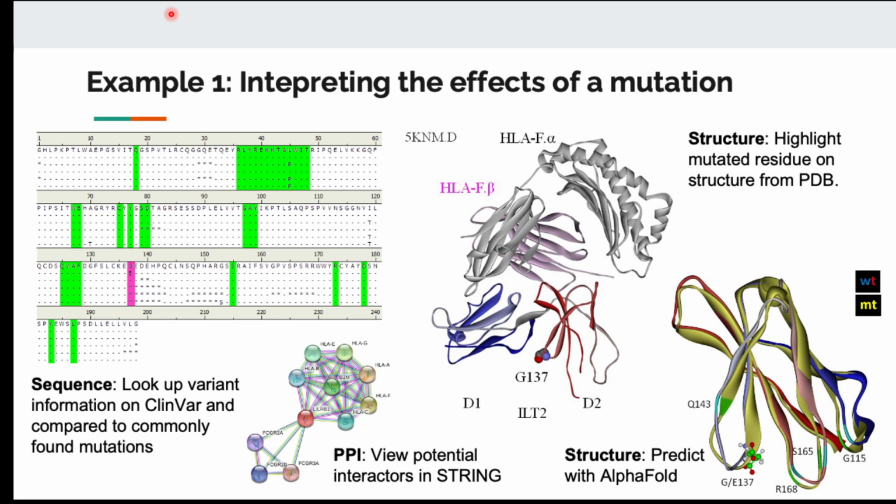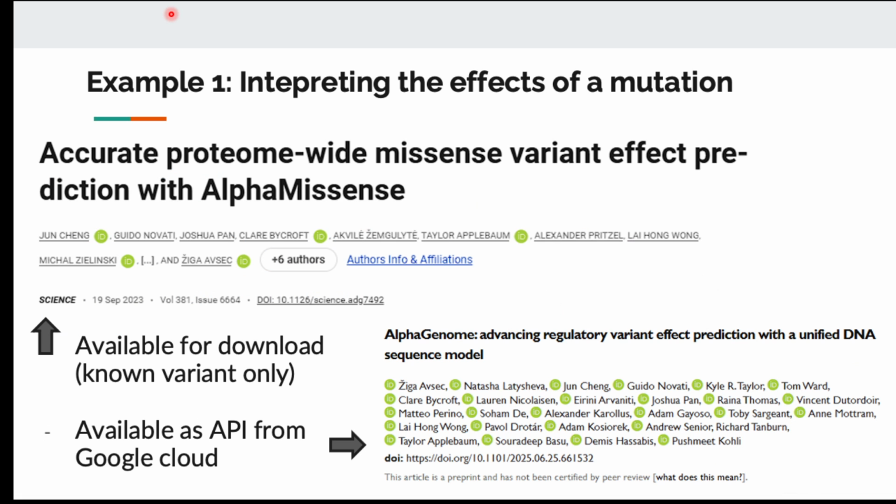Okay, so nowadays, if you want to understand the effect of a mutation, there is actually new research into AI models that try to understand the impact of a mutation. One of them is called AlphaMissense. So I encourage you to go and look at this paper. They try to expand the knowledge from AlphaFold.